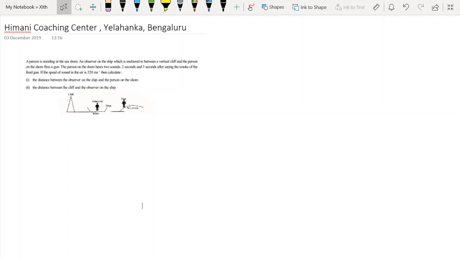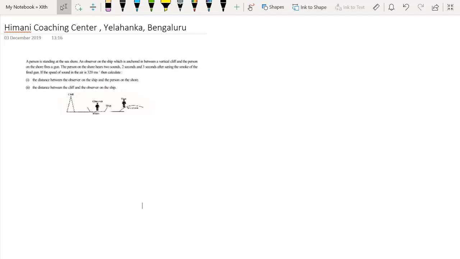The person on the shore hears two sounds, 2 seconds and 3 seconds after seeing the smoke of the fired gun. If the speed of sound in the air is 320 meters per second, calculate the distance between the observer on the ship and the person on the shore, and second, the distance between the cliff and the observer on the ship.